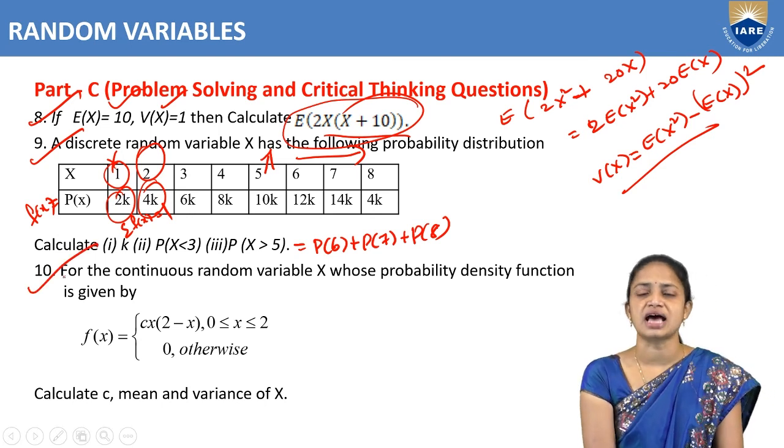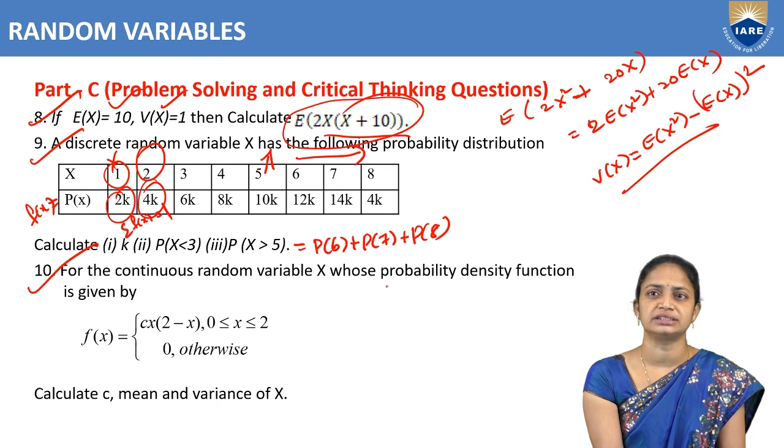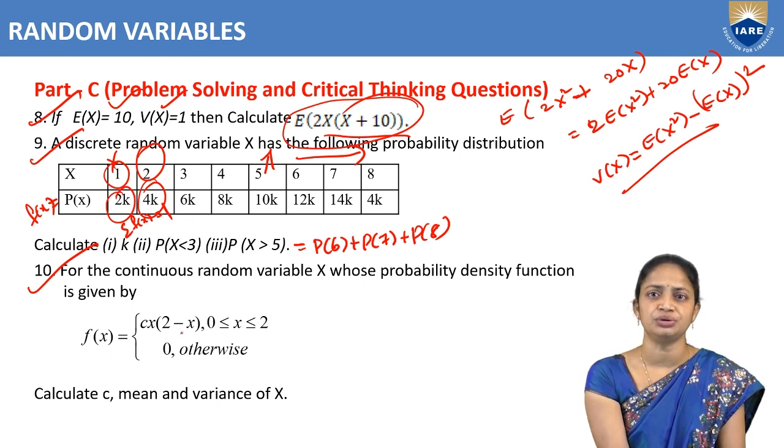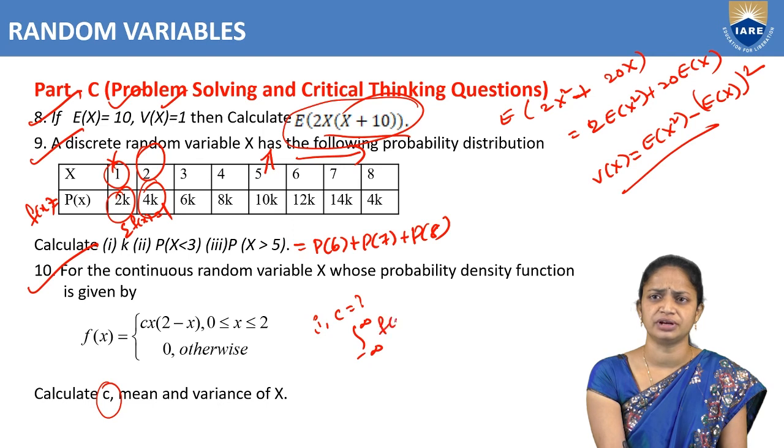Now coming to the last question in part C. Find the continuous random variable x whose probability density function is f of x equal to c x into 2 minus x where 0 less than or equal to x less than or equal to 2 and 0 otherwise. Here we need to calculate c. How to find c value? By using integration over minus infinity to infinity f of x dx equal to 1. But here the limits are 0 to 2, so 0 to 2 f of x dx equal to 1.